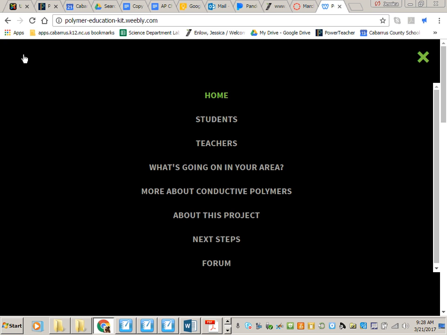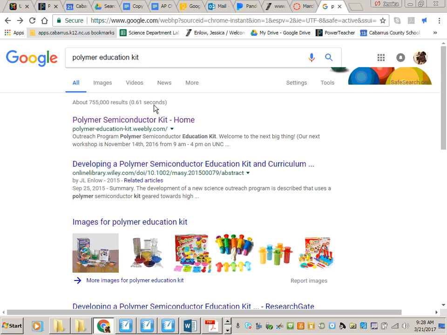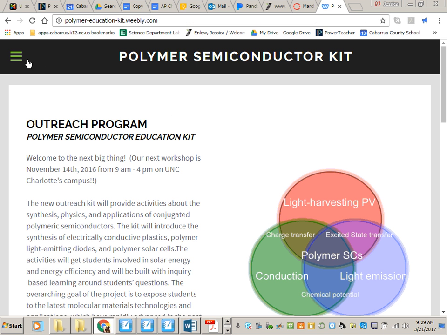Okay, so yeah, polymer education kit. It's gonna say polymer semiconductor kit. Sorry, if you just Google polymer education kit, it should come up there. So yeah, that's me. And then I was paid to design this like two summers ago, and we're trying to get it to a couple big universities.